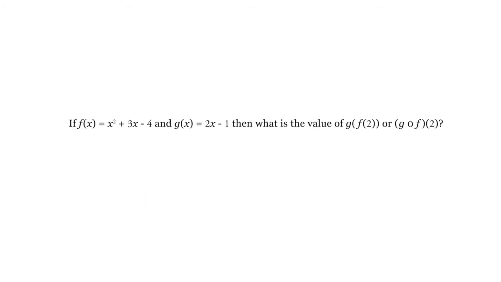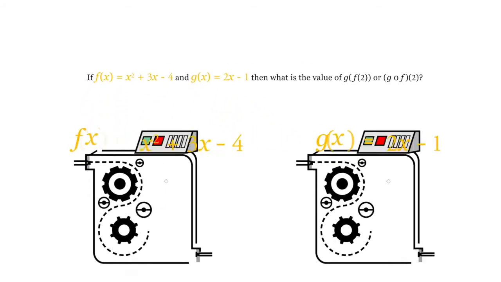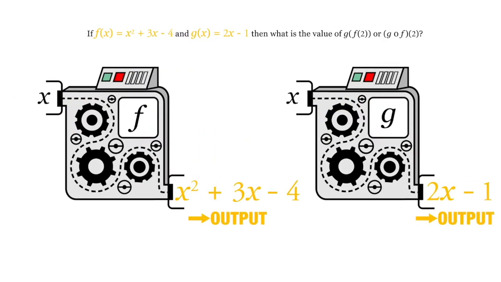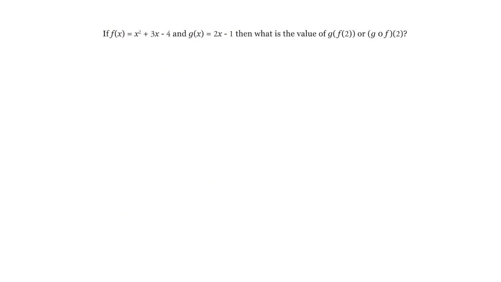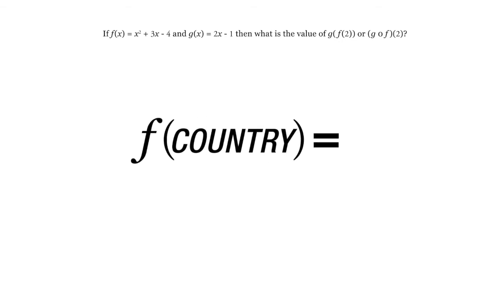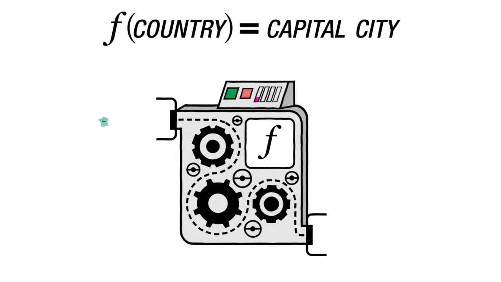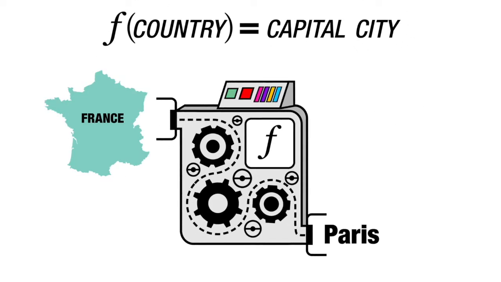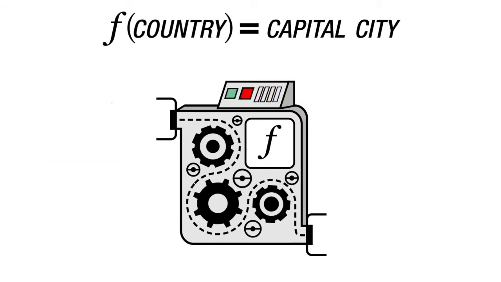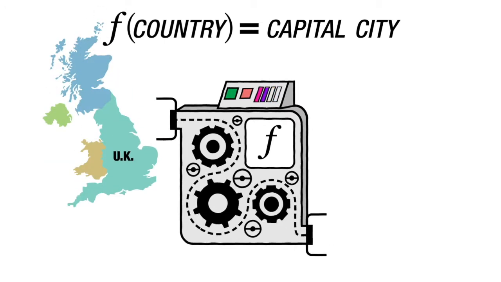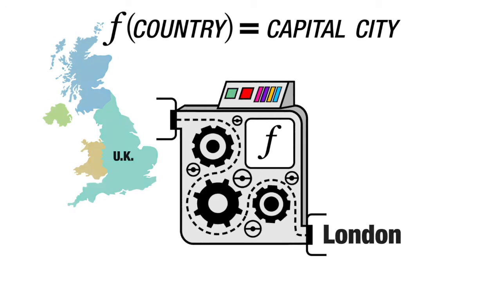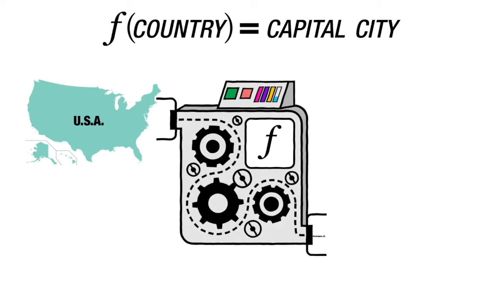So again, we're going to think of f and g as just machines that take an input and kick out an output. One way to think about it, let's say that f is something where you input the country and the capital city comes out. So you could input France, and then Paris would be spit out. Or you could input England or UK in the input of f, and then of course London would be spit out. If you put in the US, then Washington, D.C.